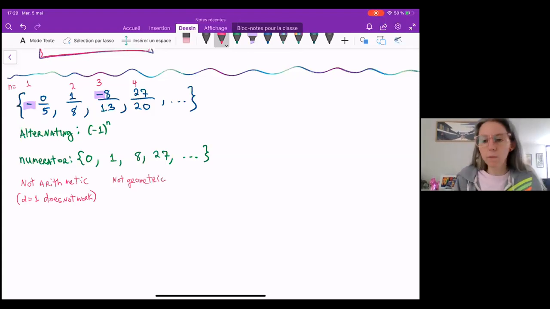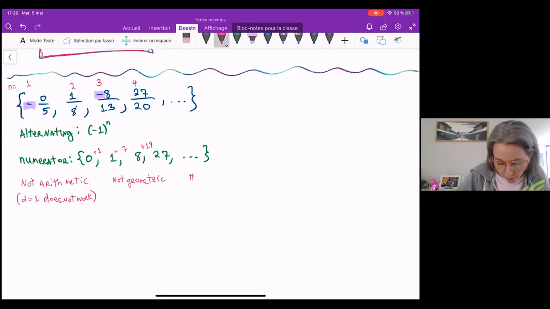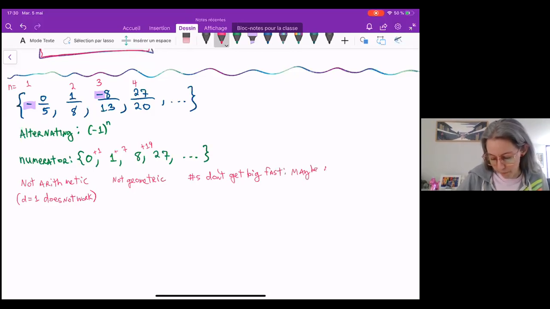The numbers aren't really getting very big very fast. So let's see, what do I have to add to 0 to get 1? That's 1. 1 to get to 8, that's 7. 8 to get to 27, well, that's 19. So it's not that the increase is increasing by 2 either. So this doesn't seem like a factorial, and it doesn't seem like n squared either. That increase is not increasing by 2. So numbers don't get big fast. Maybe not factorial. And increase not increasing by 2.